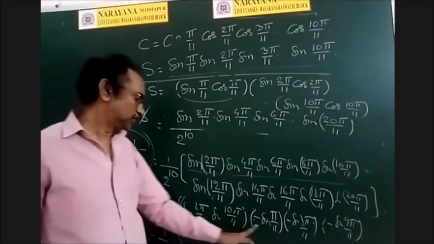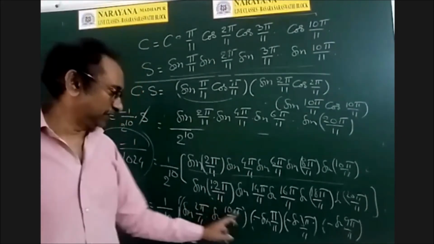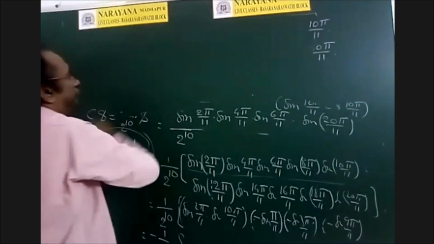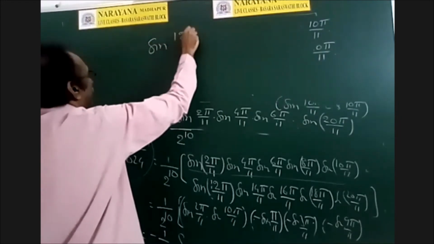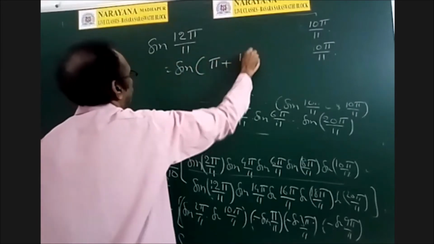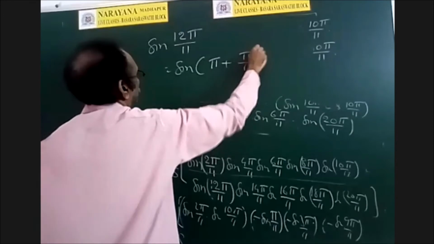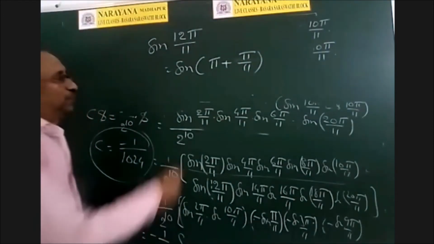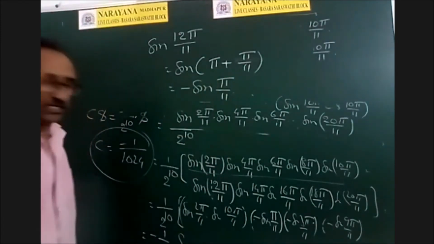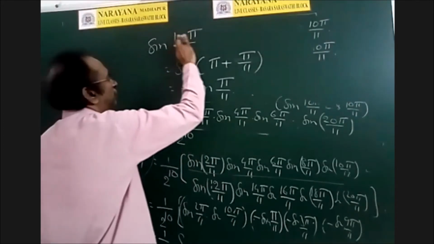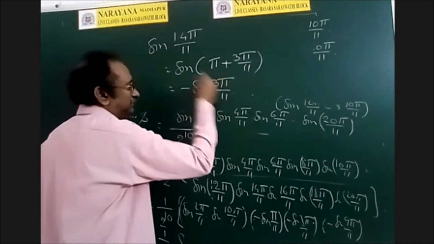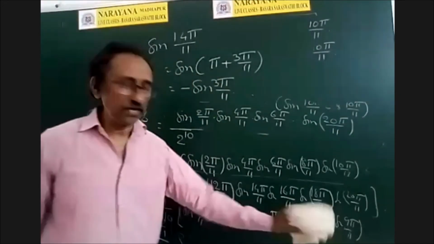So there is doubt still here. So why sine 12 pi by 11 is minus sine pi by 11? See, I will write here. So sine 12 pi by 11 is equal to sine of pi plus pi by 11, sine 180 plus theta is minus sine theta, minus sine pi by 11. That's all. And therefore, sine 14 pi by 11, that is pi plus 3 pi by 11, that is minus sine 3 pi by 11. So everything is written like that.